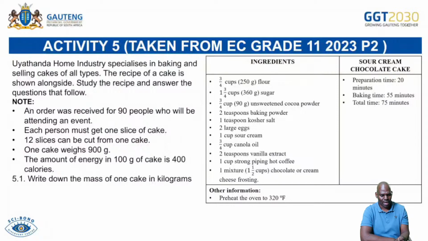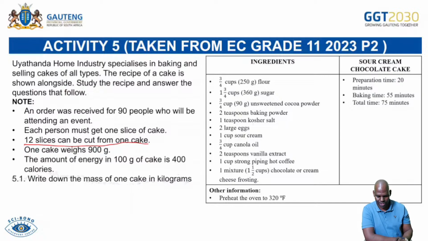An order was received for 90 people who will be attending an event. Each person must get 1 slice of cake. 12 slices can be cut from 1 cake. 1 cake weighs 900 grams. The amount of energy in 100 grams of cake is 400 calories. Write down the mass of 1 cake in kilograms. Okay, this is the first question.